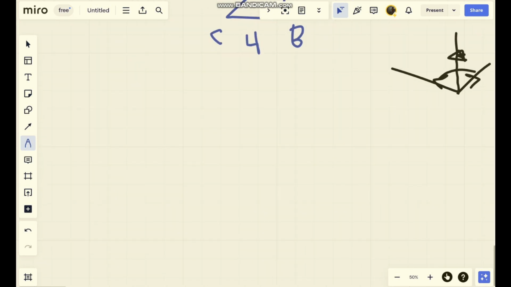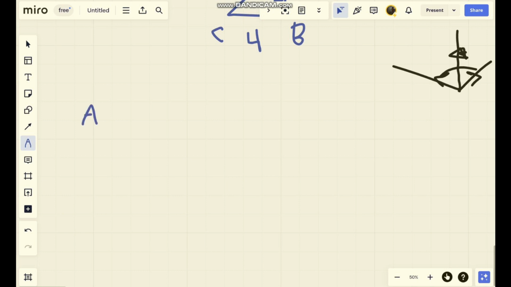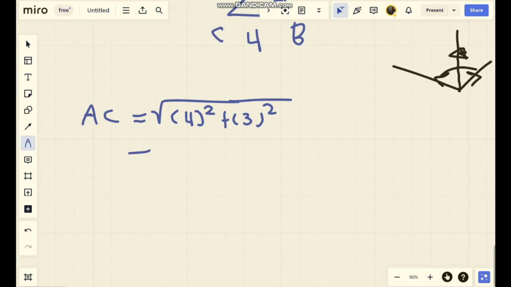C equals the square root of the sum of each one squared. So 4 squared is 16, 3 squared is 9. Put them under the root, and that will give you 5 newtons.